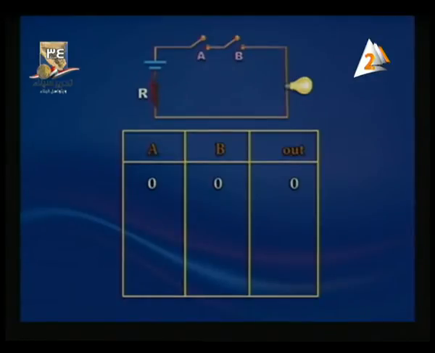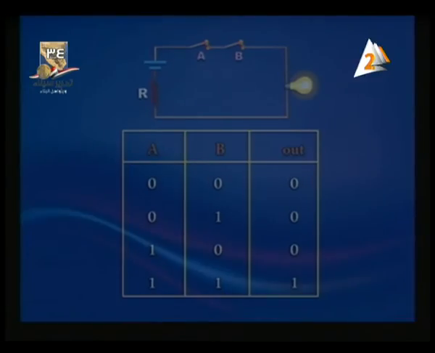0, 0, of course. 0 means the switch is open, A is open, B open, no light. A open, B closed right now, but the lamp will not be able to light, it is 0. And now A is closed, B open, also it won't be able to light, but it will be able to light when both of them are closed. So 1, 1, and 1. This was about the AND gate.